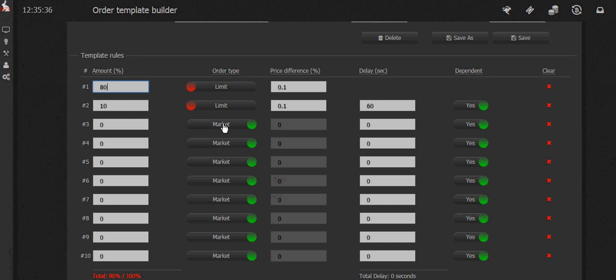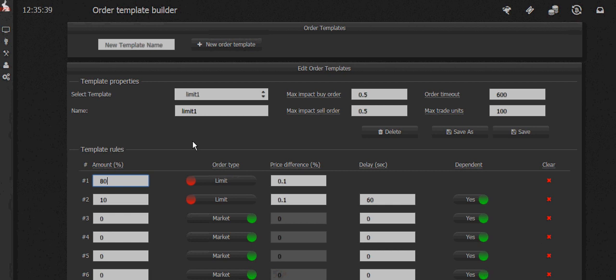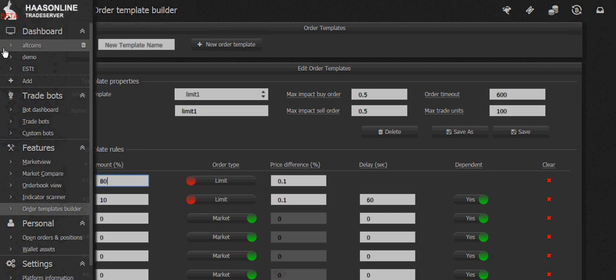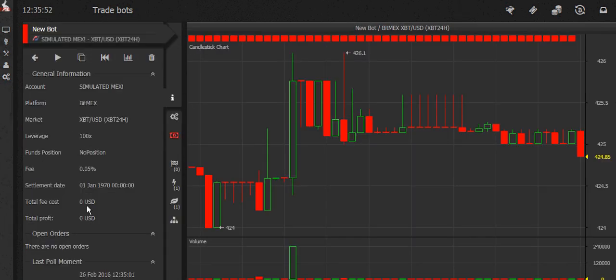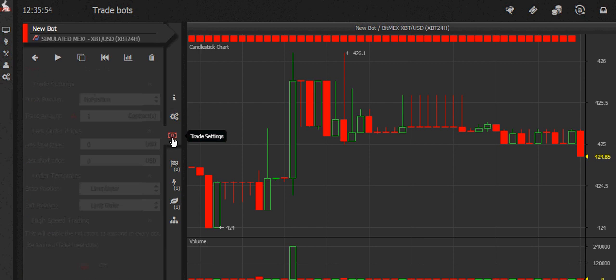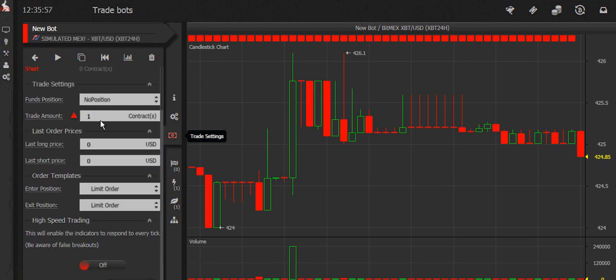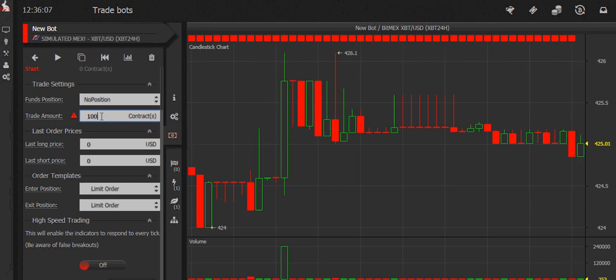Okay, so what did I mean by the trade amount, and what did I mean that you can trigger this with the trade bot itself? Well, if we go over to the trade bots over here, then you'll see quickly, okay, let's go over here to the simulated BitMEX bot. Okay, here we are. And over here is the trade settings, and here we have the trade amount. So here I have one contract. Well, let's say I had 100 contracts, then 10% would be 10 of those, 1% 1, and so on and so forth. So that is the trade amount, and percent of that is what we were talking about when we were making the template.